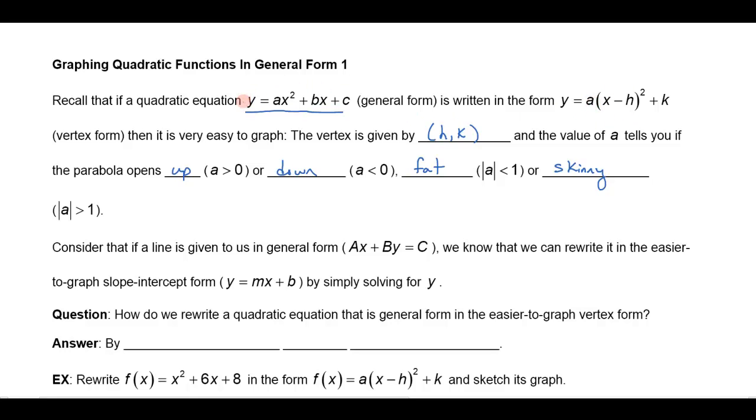So if I can write a parabola in this form right here, then it makes it easy to graph. But most of our quadratic equations are given in this form, and so the question is, how might I write an equation or transform this equation to look like this?